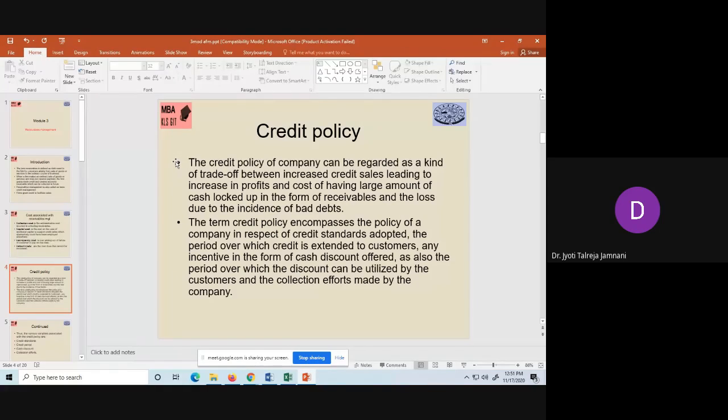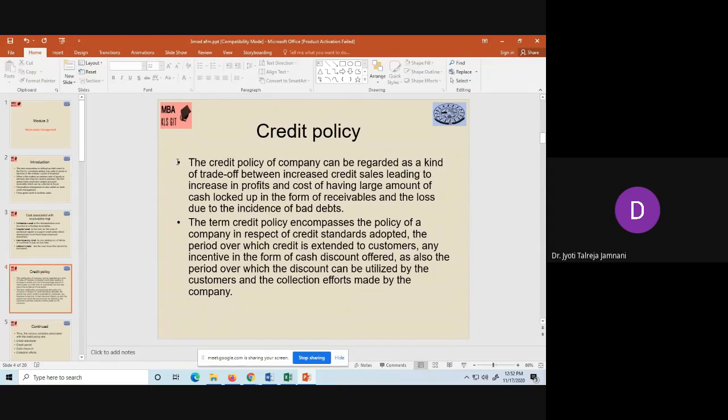So the credit policy of a company can be regarded as a kind of trade-off between increased credit sales leading to increase in profit and cost of having large amount of cash locked up in the form of receivables and the loss due to the incidence of bad debt. So when you give more credit sales, your profit will increase because your sales are increasing. But on the other hand, if that person defaults to pay, he doesn't pay, then your losses will also increase. So you need to have a balance between the two. So your credit policy will help you to do that.